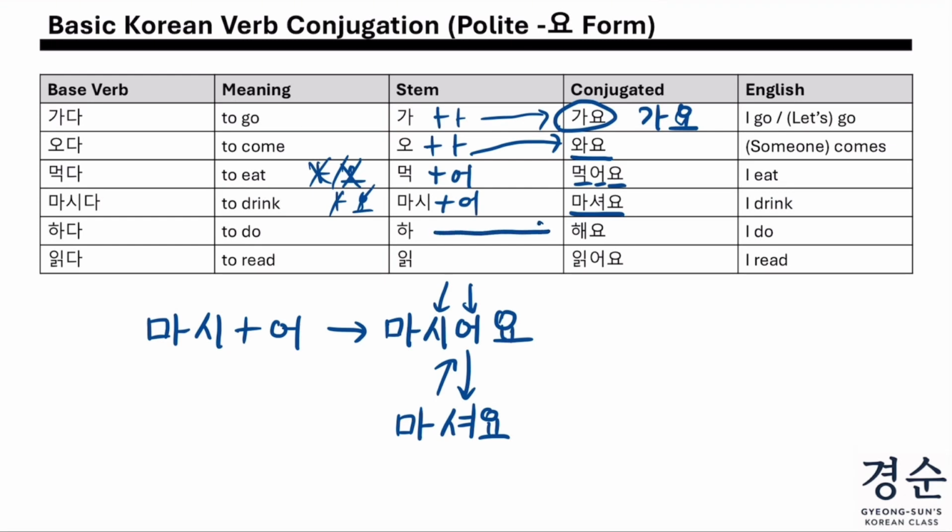So it's the third rule. 하다 just becomes 해요. And the last example we have to read, 읽다. Okay, you can see here it's not a, it's not o. So we add o, right? So it becomes 읽어요. So the pronunciation is 읽어요. Okay? So 읽어요, which means to read.